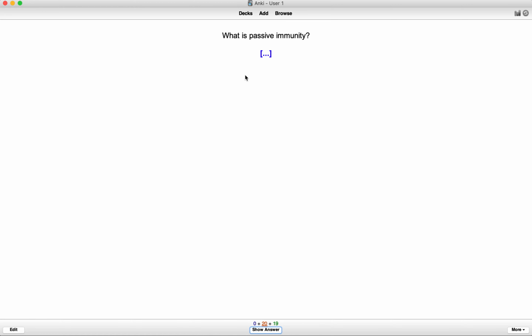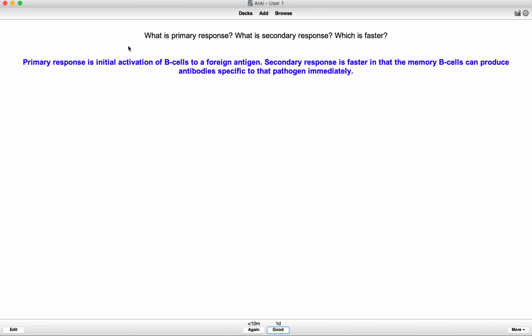Passive immunity is injecting an antibody into a person. Primary response is B cells producing antibodies to a new foreign invader. Secondary response is using memory B cells to produce an antibody specific to the antigen. Secondary responses are always faster.